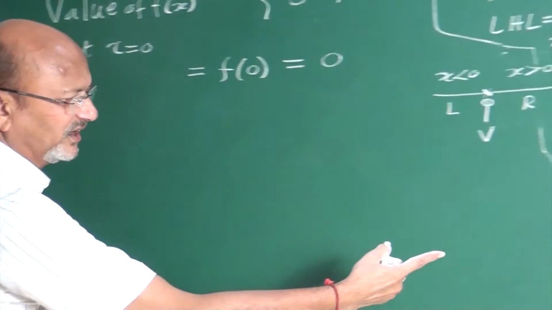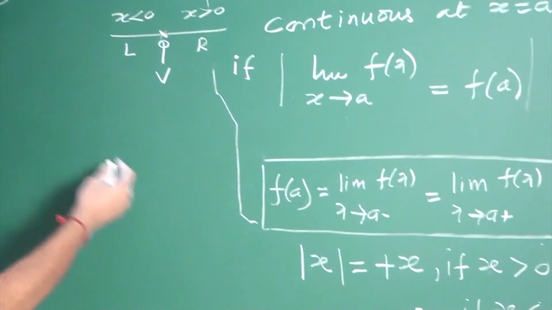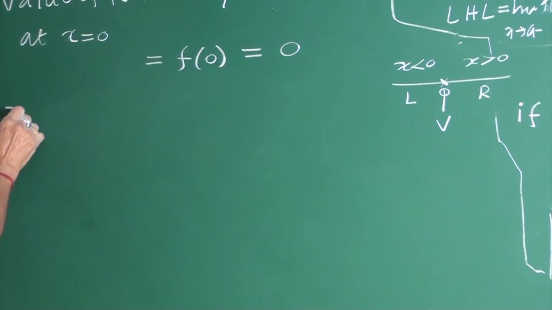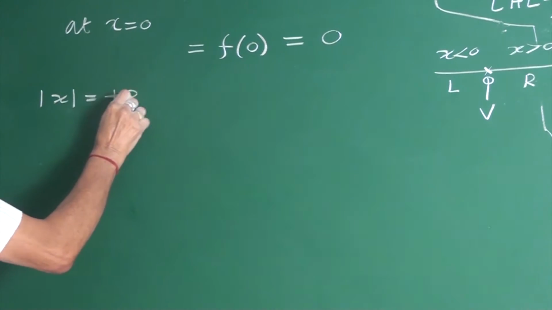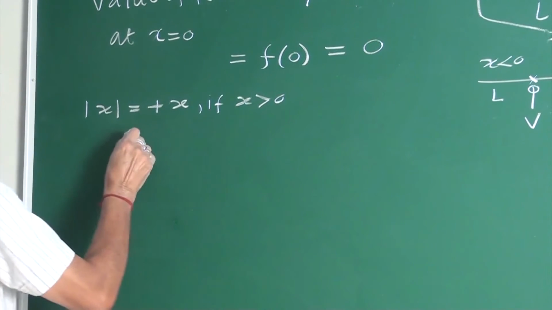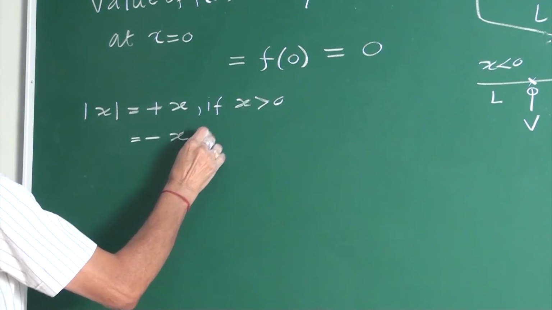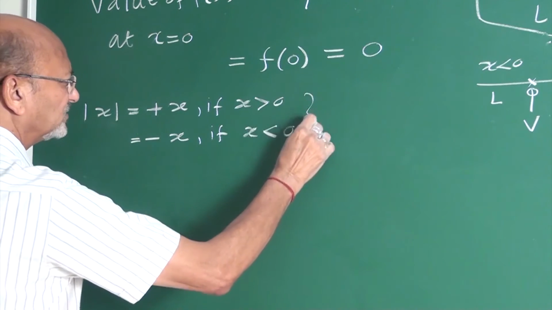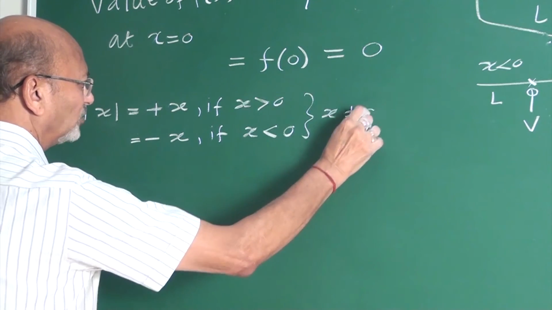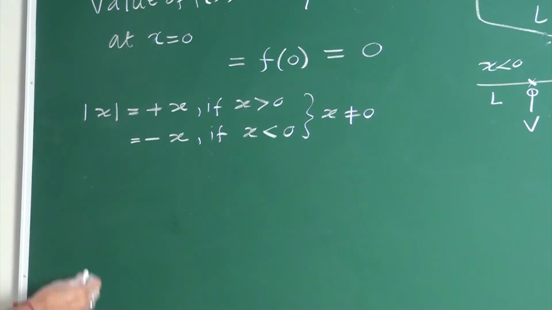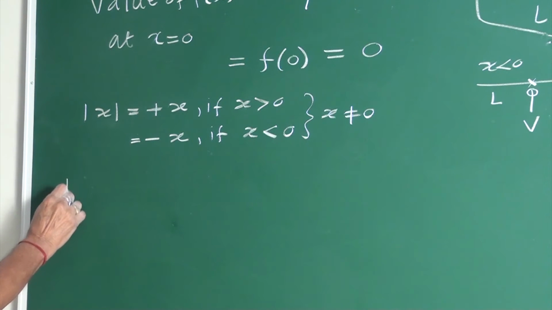This is the definition. If you want, I will write it here. Mod x equals plus x if x is greater than 0, equal to minus x if x is less than 0. This means in both cases x is not equal to 0, either greater or smaller, but not equal to 0. Yes, my friend. First RHL.